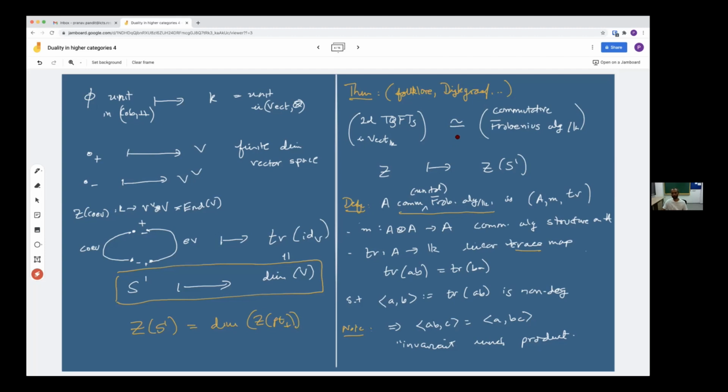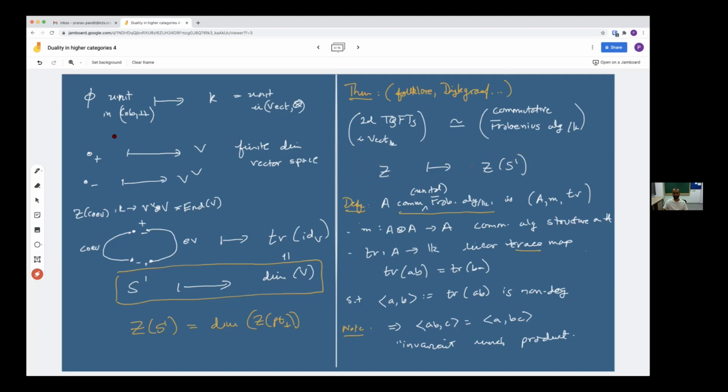Okay, so now let's go to two-dimensional TQFTs. Here you have a theorem which is often described as a folklore theorem. I think it was written down by Rekha. The theorem says that 2D TQFTs, taking values in vector spaces, are the same thing as commutative Frobenius algebras over K. And here the correspondence sends the functor Z to its value on the circle.